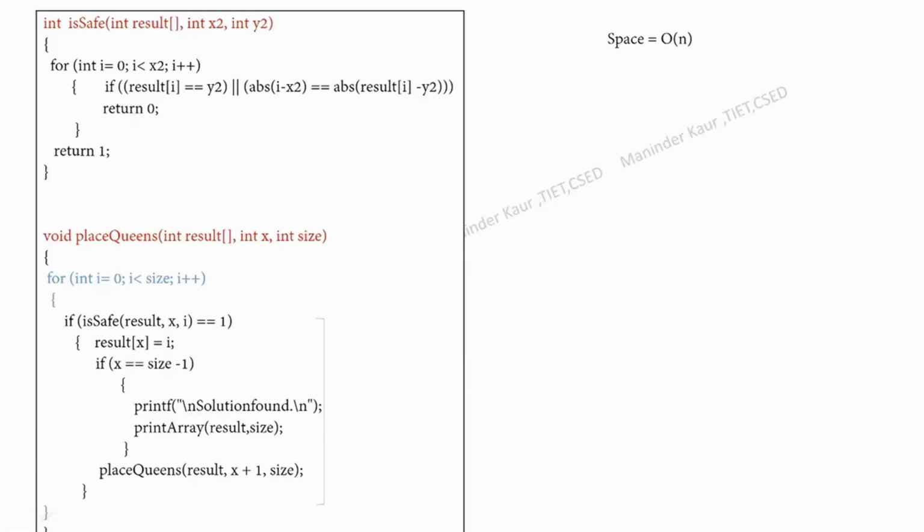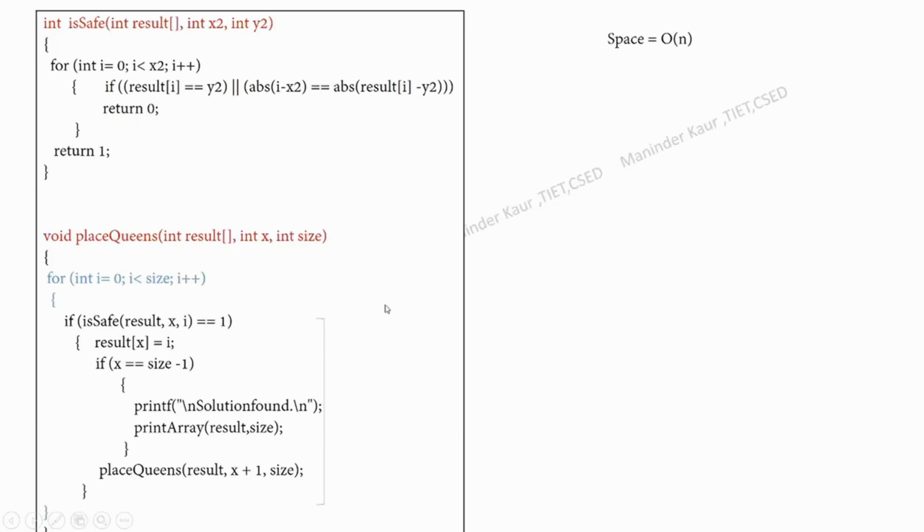Now the space complexity of this algorithm is order of n, as the algorithm uses an auxiliary array of length n to store the result in the form of n column positions. This is the result array, which is a linear array. It stores the result in the form of n column positions for n queens.